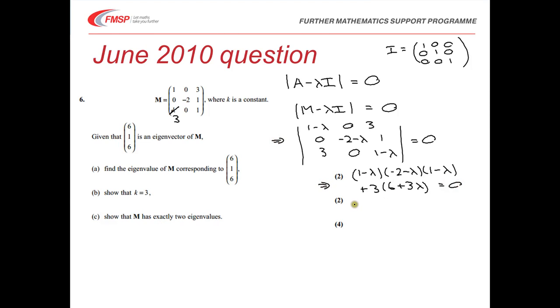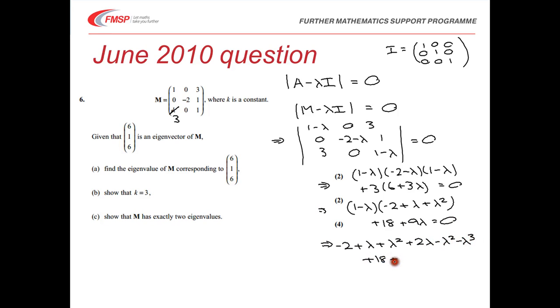So let's start expanding the first term. So we have 1 minus lambda, and then expanding the other bit, we've got minus 2, minus lambda, plus 2 lambda, so that's plus lambda, and then plus lambda squared, and then plus 18 plus 9 lambda equals 0. Expanding again, we've got minus 2 plus lambda squared plus 2 lambda minus lambda squared minus lambda cubed plus 18 plus 9 lambda equals 0.